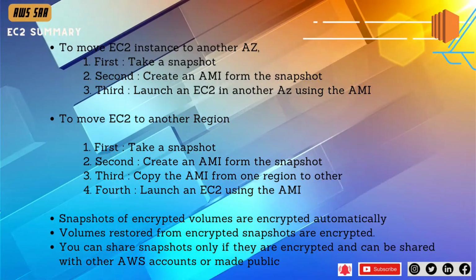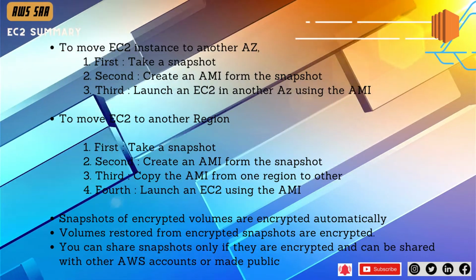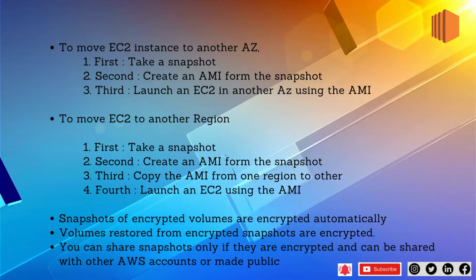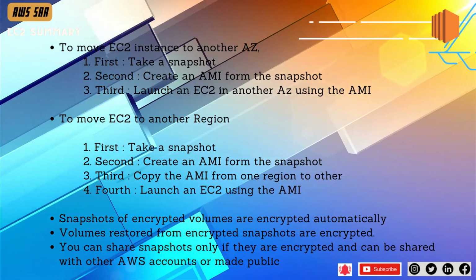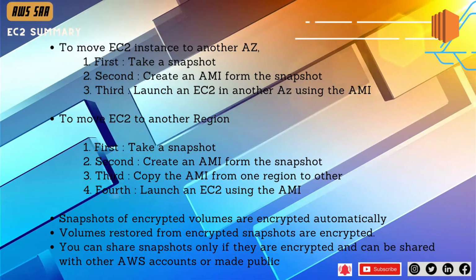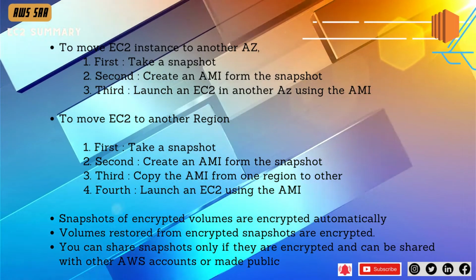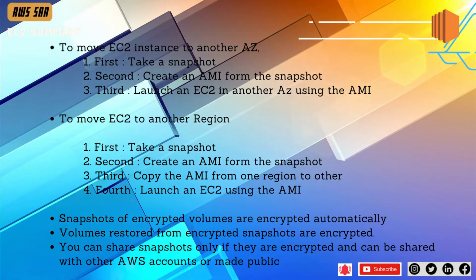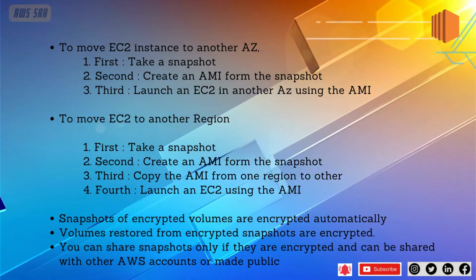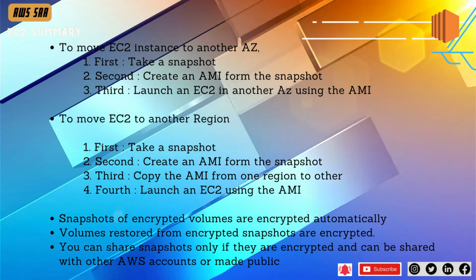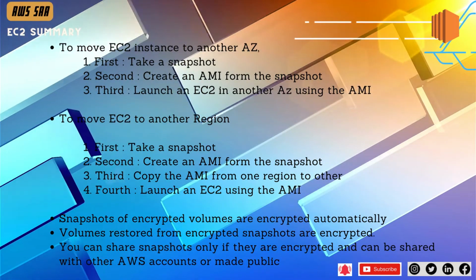To move an EC2 instance to another availability zone, first, take a snapshot. Second, create an AMI from the snapshot. Third, launch an EC2 in another AZ using that AMI. And to move an EC2 to another region, first take a snapshot. Second, create an AMI from the snapshot. Third, copy the AMI from one region to another. Fourth, launch an EC2 using the AMI.